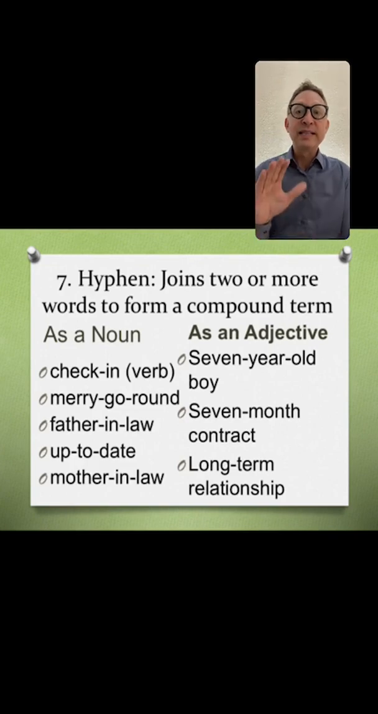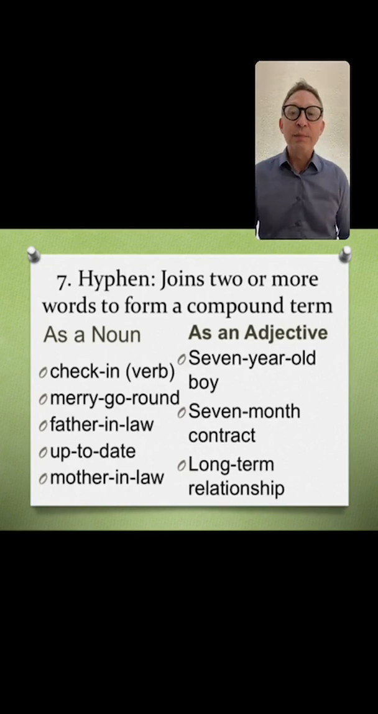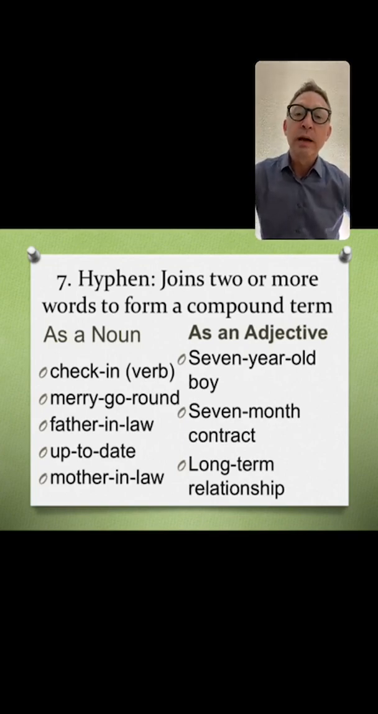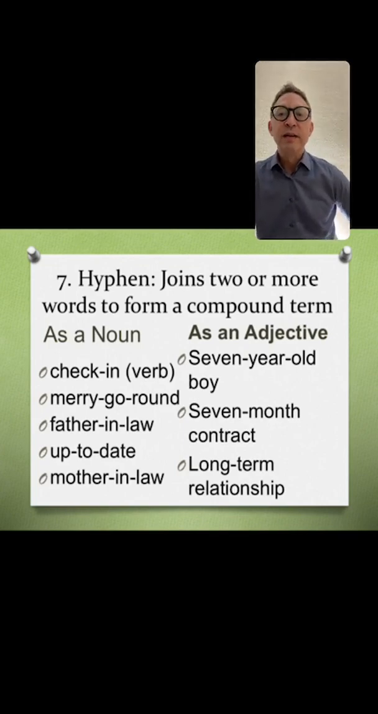So watch. As a noun, you have check-in at the hotel. I have a check-in, which is used as a noun, or you can use it as a verb. I need to check in. Both are fine. This is at the hotel. You have merry-go-round. It's that little equipment for kids in the park where you go around and around. Father-in-law, mother-in-law. The rules are up to date. This is probably more of an adjective.